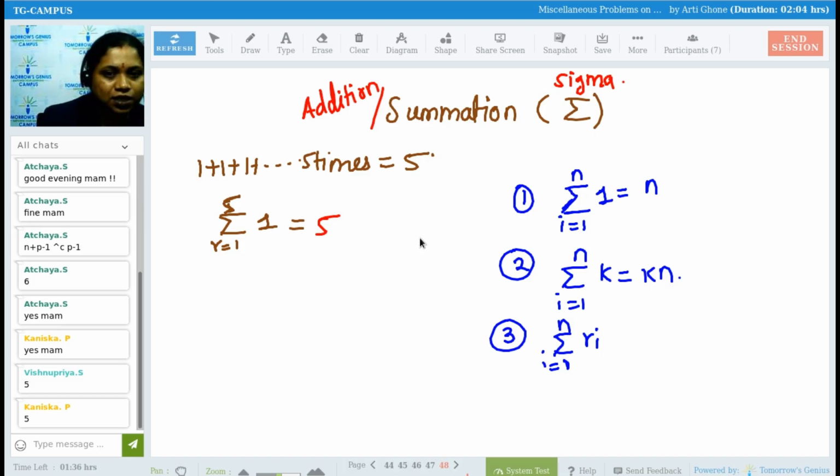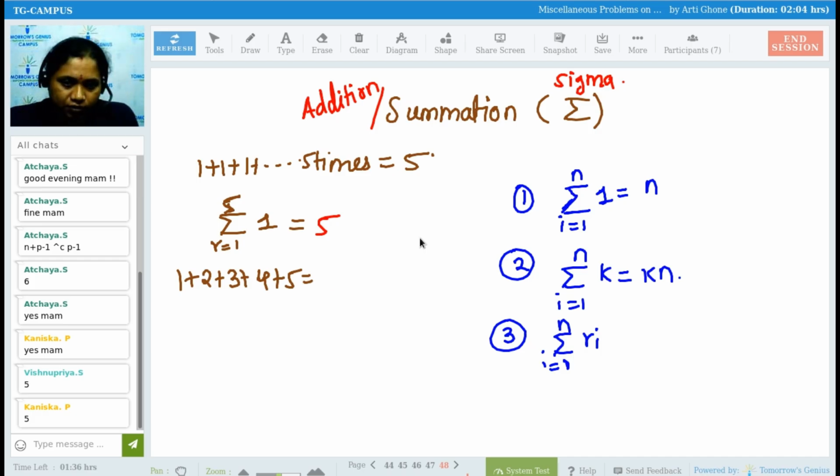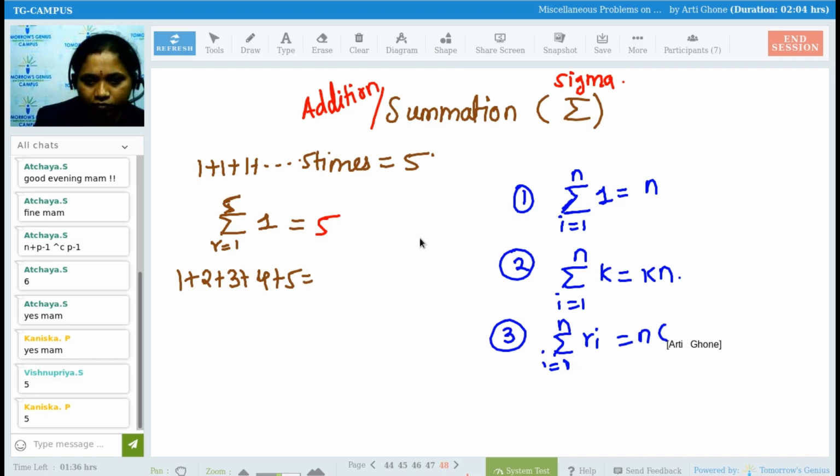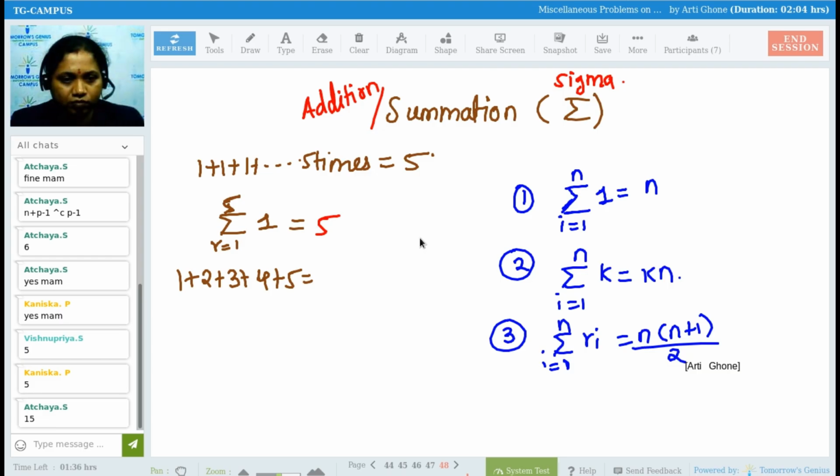Now see the addition, this one. 1 plus 2 plus 3 plus dot dot dot plus 4 plus 5 is equal to how much? What is this addition? Do this addition, perform this addition quickly. 15.